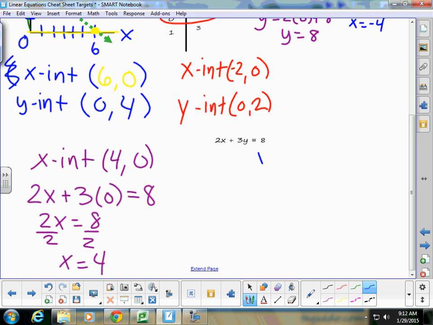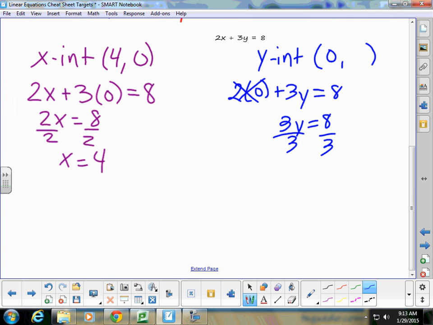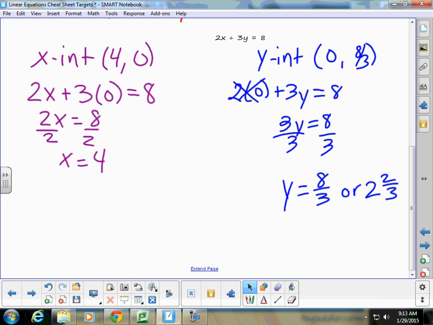For my y-intercept, that is when x is 0. So I plug in 0 for x. I end up with 3y equals 8, dividing by 3, and I get y equals 8 thirds, or 2 2/3. There we go. Now I have an x-intercept and a y-intercept. That's where that equation crosses the x-axis and the y-axis.